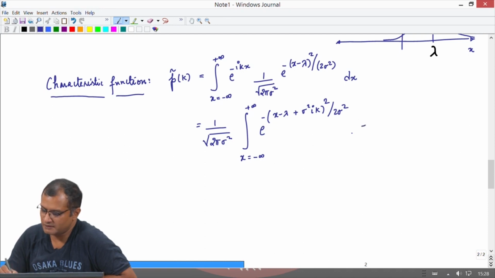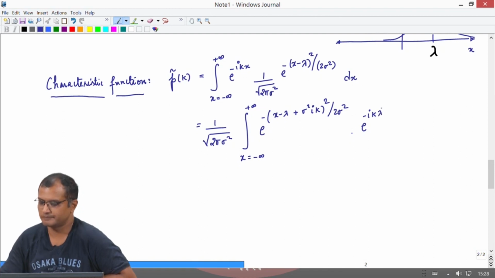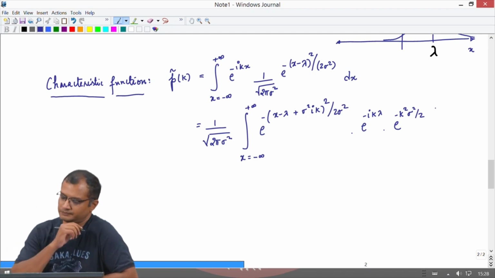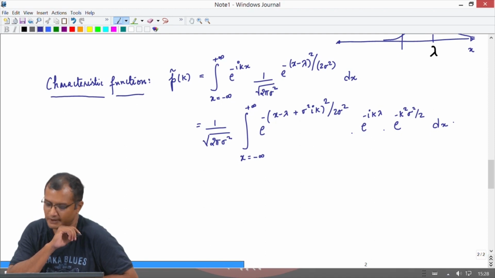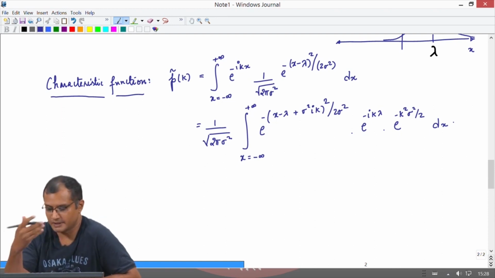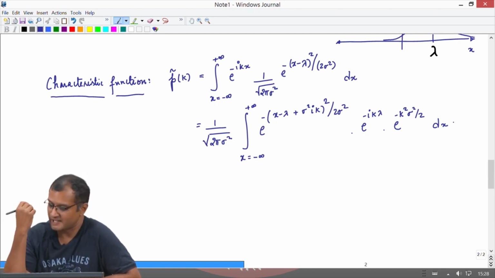So, I need a e to the power minus I k, okay, minus I k lambda into extra k square minus k square sigma square by 2 into dx. Okay. So, if you combine the three exponentials, you get the numerator, the expression written one step above.